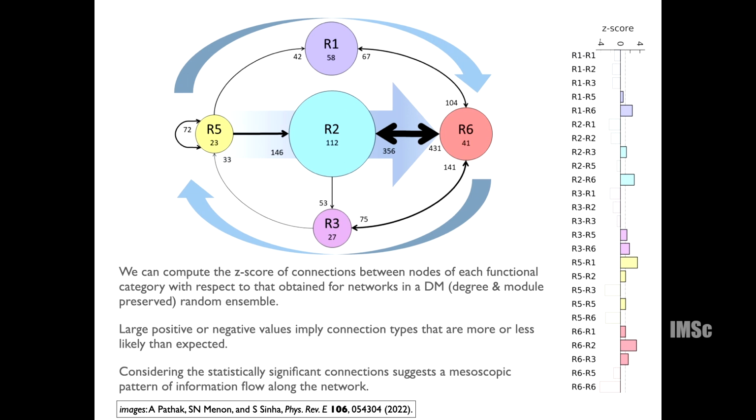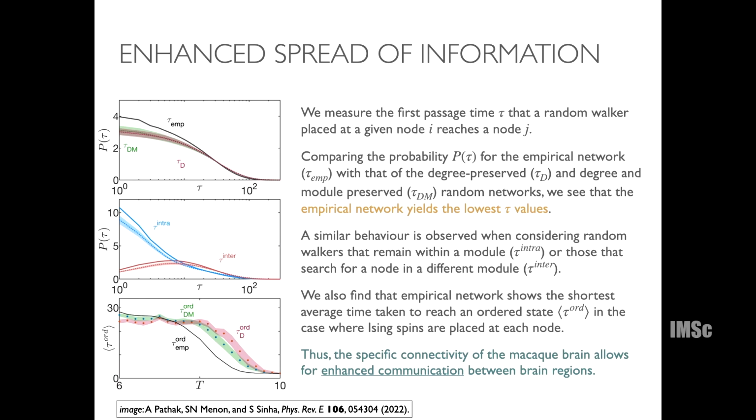But anyway, that's something that shows up, and we have a lot of connections, for example, between R6 and R2. So R6 are the connector hubs and R2 are the peripheral nodes. And so yeah, this is something which could tell us something about the flow of information.